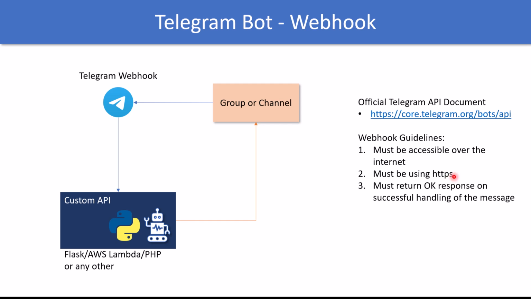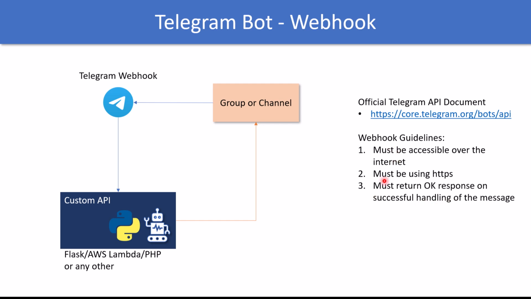Now we can go ahead and use HTTP, but in this case it's not going to be easy. If you want to set up HTTP, you have to actually run Telegram and everything on your own local server, so that is not what we are going to do. We need to make sure that the endpoint we are exposing is running on HTTPS. And the third thing is, once we handle the message sent to us by Telegram, we must return a success response after handling it. Otherwise, Telegram is going to think that we have not processed the message, and it is going to keep sending that message to us again and again until we reply with an OK or success message.